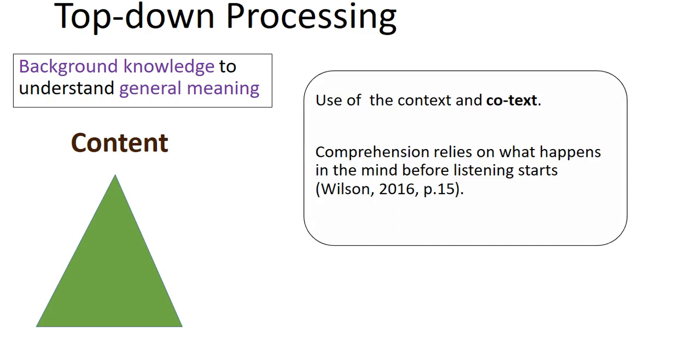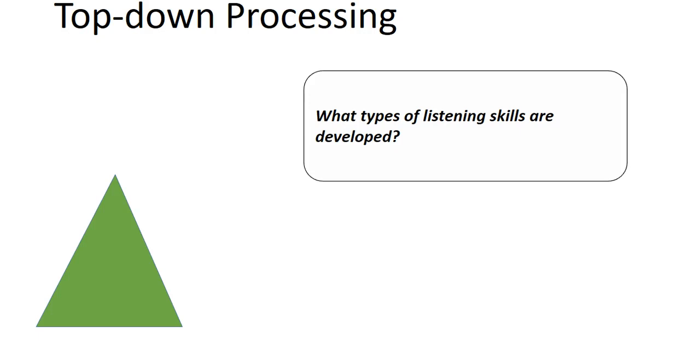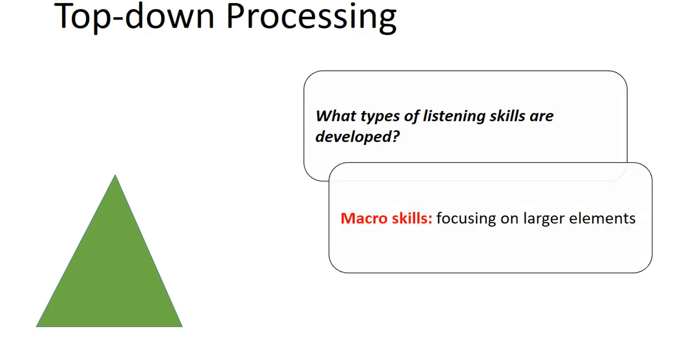The listener in this process uses the context and the co-text to understand what came before the message and what will come after the message. So the comprehension here relies on what happens in the mind before the listening starts. And this helps the listener to understand what is heard and also helps him or her to anticipate, to guess what will come next. What types of listening skills do you think are developed here?